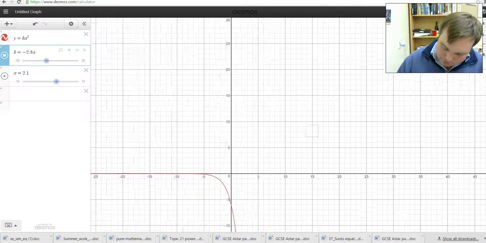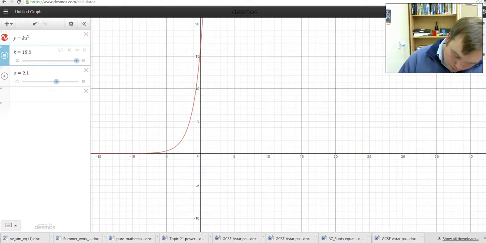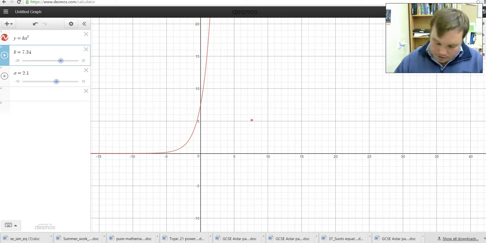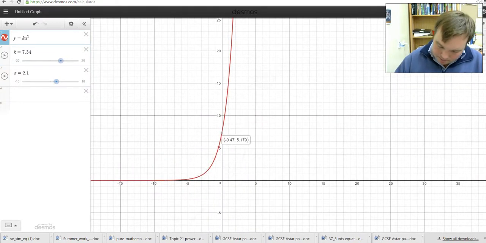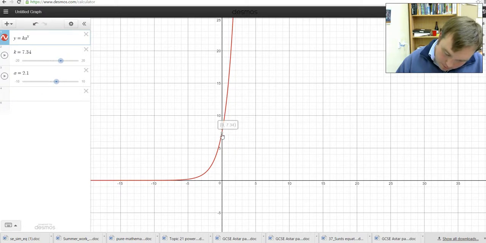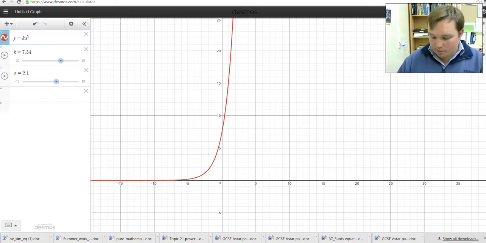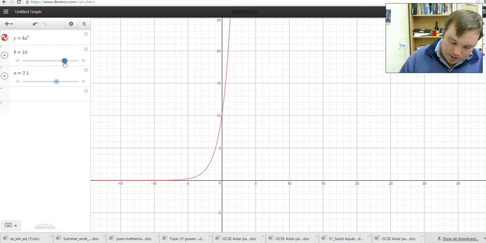Alright, it's buffering and having trouble keeping up. I'll pause it somewhere. 7.3. What you might notice is that the y-intercept is exactly 7.3, 7.34, and the slope is in a positive direction. So increasing rapidly. So if, for example, we wanted to start with 10 rabbits, k would equal 10.